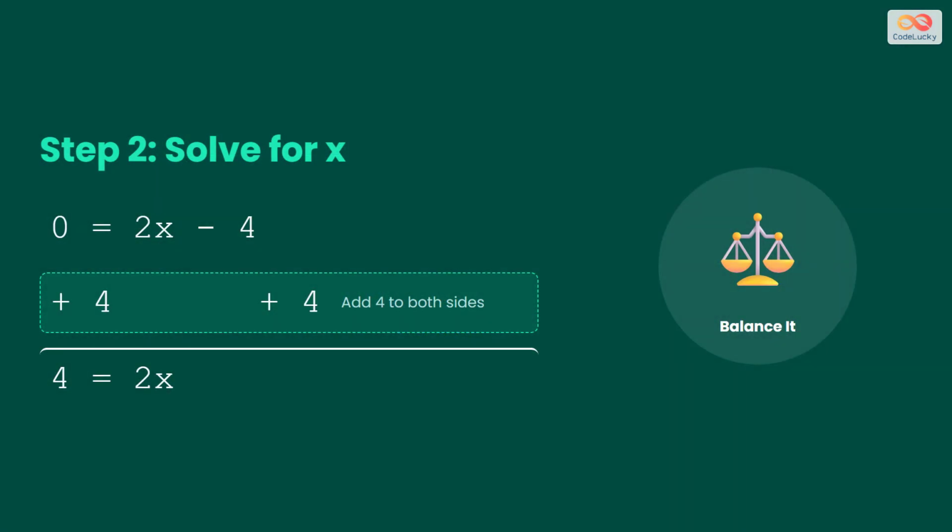Now we need to get x by itself. To do this, we use inverse operations. Since we have a minus 4, we will add 4 to both sides of the equation to balance it out. This cancels out the negative 4 on the right side.